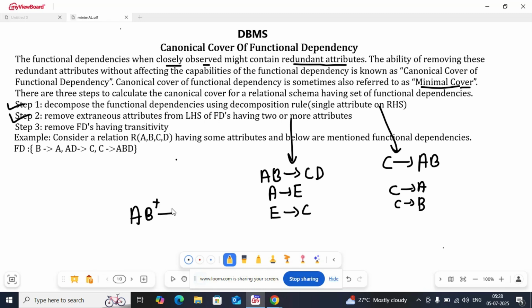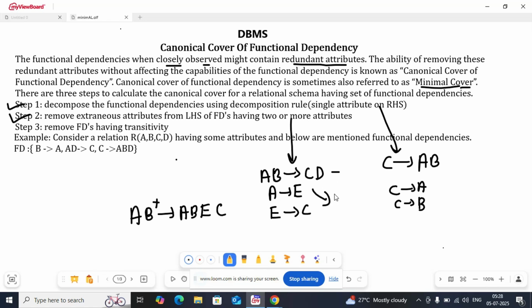Closure of AB, as per the reflexive property, first of all AB. Now, don't consider this functional dependency, remove it. Now check what closure you can find. Closure of AB: first AB, from AB I can get E, so I write E here, and from E I can get C. So without using this functional dependency, I can get C on the right hand side. So my C is an extraneous attribute, an extra attribute. If I remove it from this functional dependency, that will not affect my functional dependency.